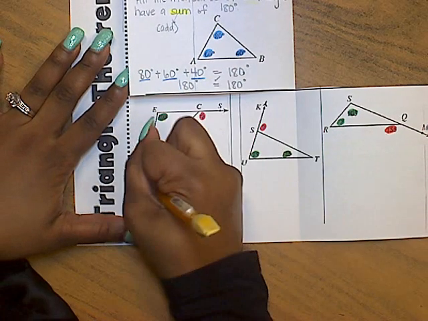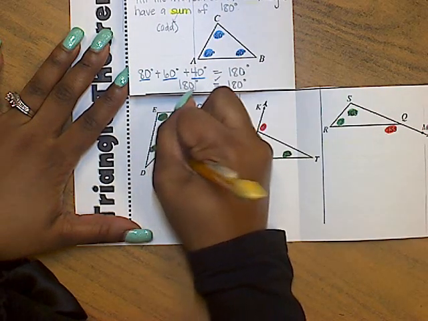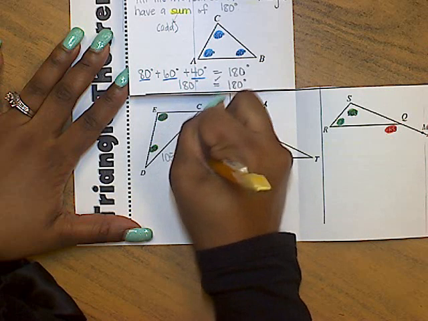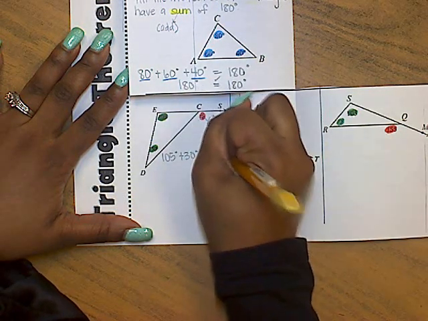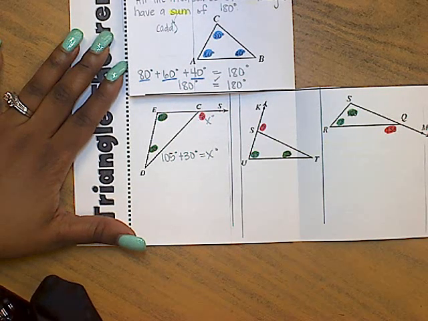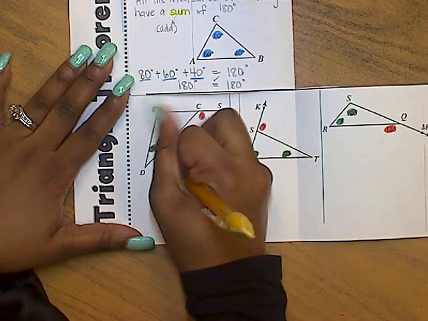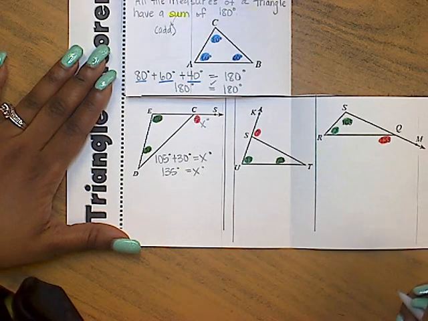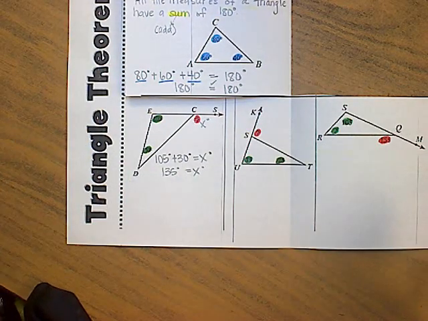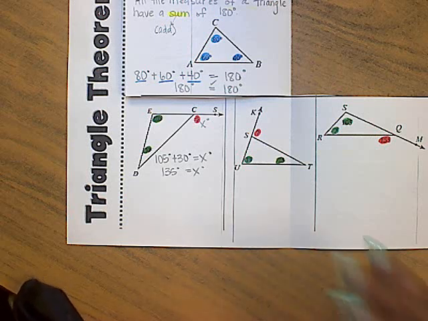So here we have 105 degrees plus 30 degrees is going to equal our missing value, which we're going to call x. And so you're just going to add those together, and you get 135 degrees equals x degrees. Again, pause this if you need to so that you can practice these on your own.